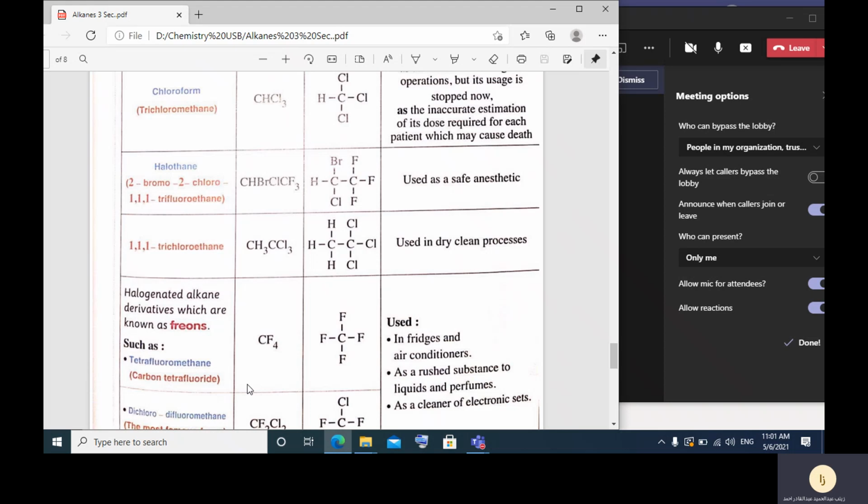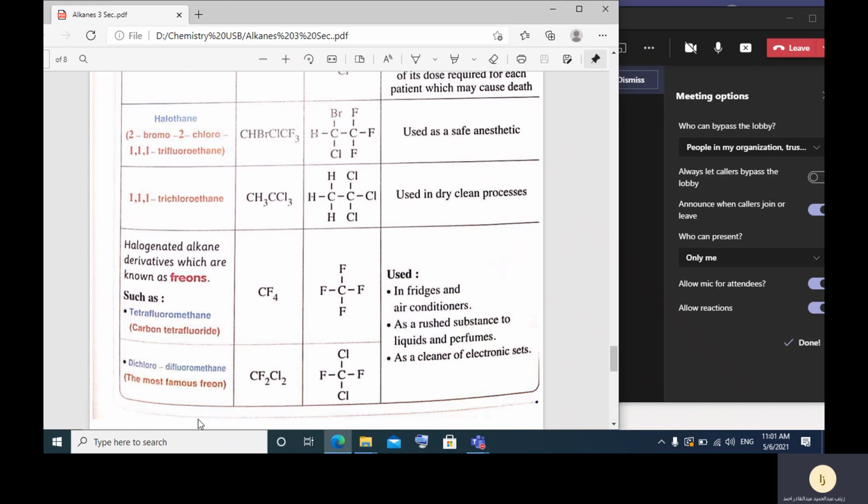So again, tetrafluoromethane or carbon tetrafluoride. These derivatives can be used in fridges or air conditioners as a cooling agent, and can be used also as a pushing material for liquids and perfumes. Also can be used as a cleaner for electronic sets.